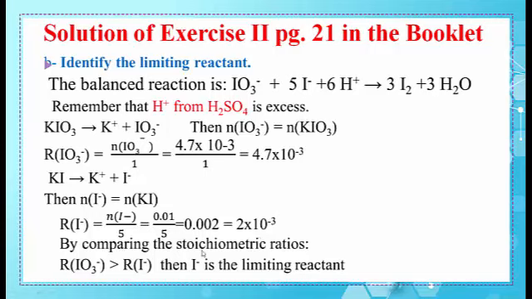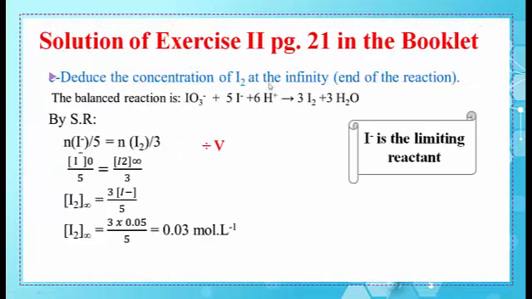By comparing the stoichiometric ratios, we find that the ratio of IO3 minus, which is 4.7 times 10 exponent minus 3, is greater than the ratio of I minus, which is 2 times 10 exponent minus 3. Then I minus, with the smallest ratio, is the limiting reactant. Deduce the concentration of I2 at infinity, or at the end of the reaction.